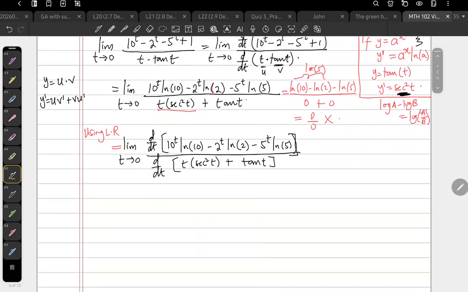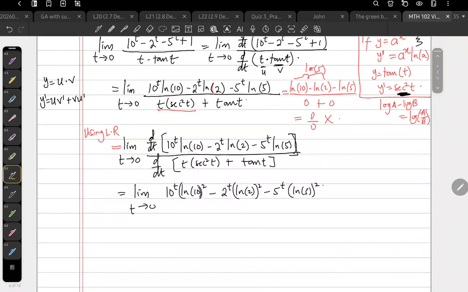Okay, so what is the derivative here? This is the limit as t approaches 0. Again, the derivative of 10 to the power of t is 10 to the power of t times natural log of 10. If we multiply that by natural log of 10, that gives us 10 to the power of t times natural log of 10 squared. Then the same thing here, 2 to the power of t times natural log of 2 squared minus 5 to the power of t times natural log of 5 squared.